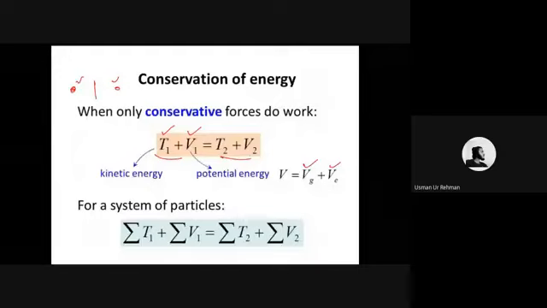If you have more than one particle, a system of particles, we take the summation of kinetic energy and summation of potential energy at state 1, and the summation of kinetic and summation of potential at state 2. Before and after means the summation of kinetic energy and potential energy of all particles. So for a system of particles, sigma T1 plus sigma V1 should be equal to sigma T2 plus sigma V2. I hope this point is clear.